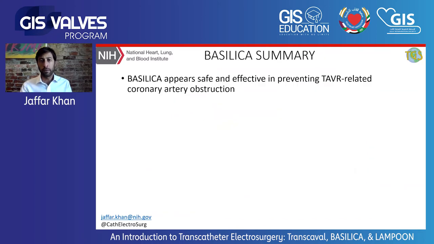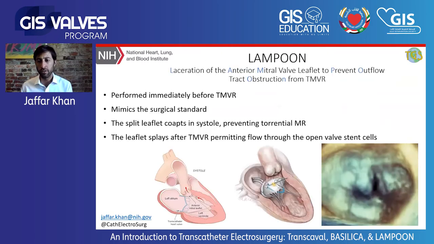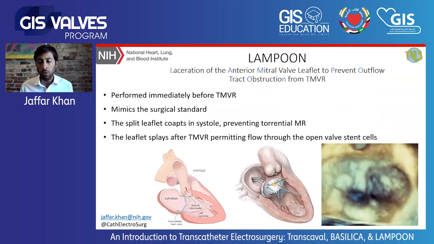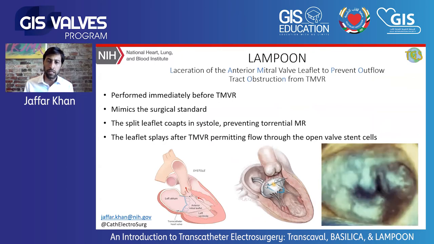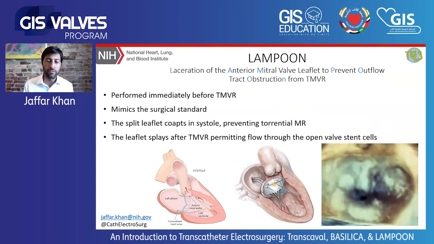In summary, BASILICA appears safe and effective at preventing TAVR-related coronary artery obstruction. The final thing that I want to talk about is LAMPOON. This is similar to BASILICA, but for the mitral valve.